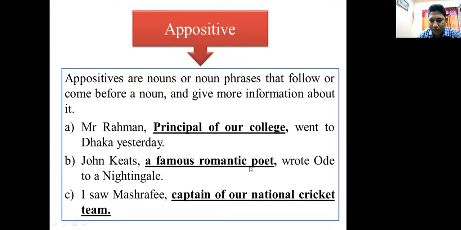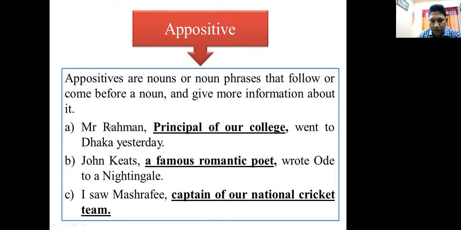John Keats, a famous romantic poet, wrote Ode to a Nightingale. Here, a famous romantic poet is extra information about John Keats. So a famous romantic poet is an example of an appositive. I saw Mashrafi, captain of our national cricket team. Here, captain of our national cricket team is an example of an appositive because it is extra information about Mashrafi. So you see, an appositive means basically extra information about the subject.